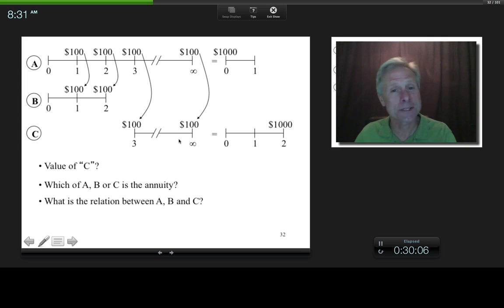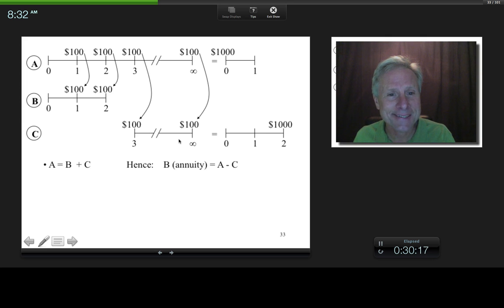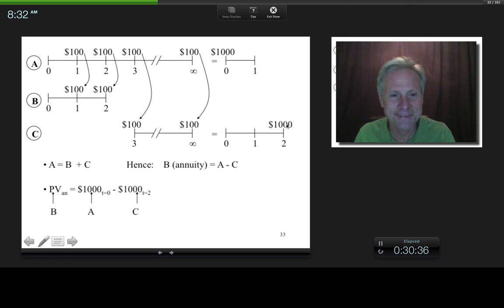So here's a tough question for you. Our goal is to get B. If A equals B plus C, then B, the annuity, is what? A minus C. Very good. So this is the big long line minus this part. Or in other words, this $1,000 at time 0 minus this $1,000 at time 2. That's the annuity.